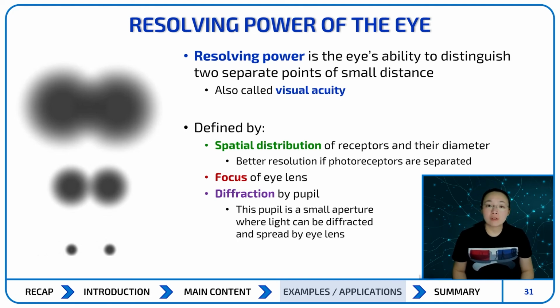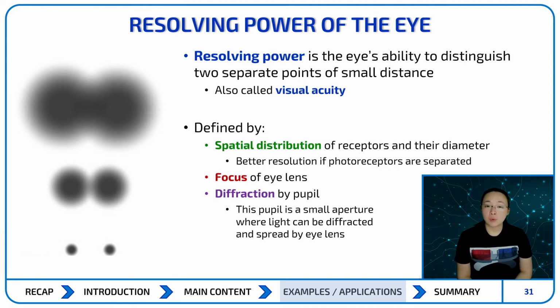So what is resolving power defined by? It's defined by three things which you do have to know about. It's defined by spatial distribution of receptors and their diameter. If your photoreceptors are separated, you do get better resolution. The closer they are, the worse it gets.